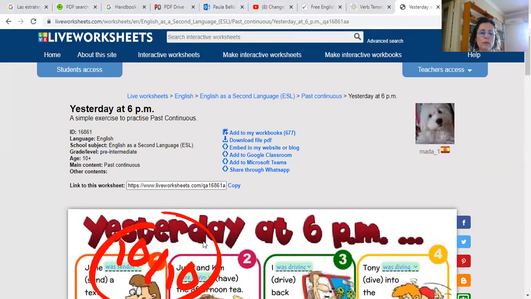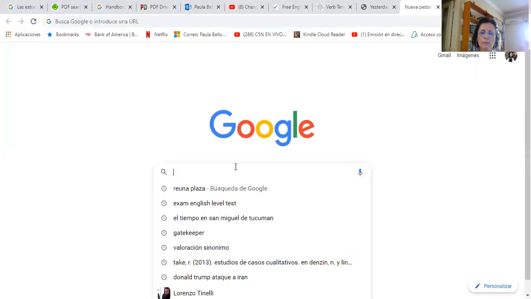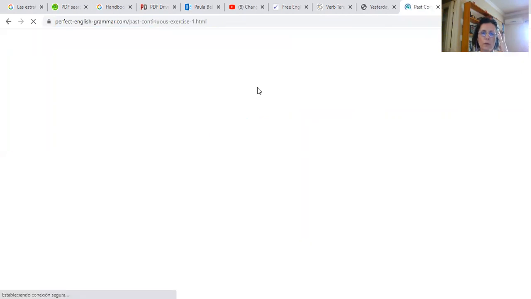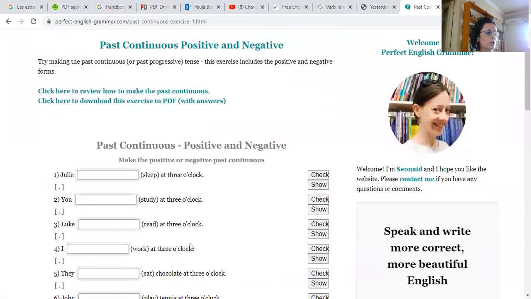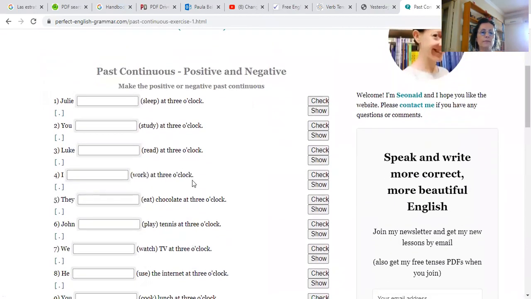Okay, so remember always was and where. And you can also have negative and positive practice. Up to this moment, we are not combining the two verb tenses. Yes, the continuous, the progressive, and the simple. It's only one of them. Okay, so past continuous, positive, and negative.